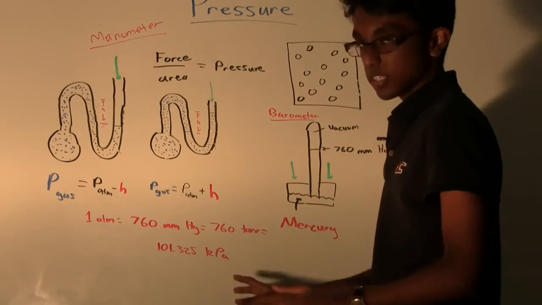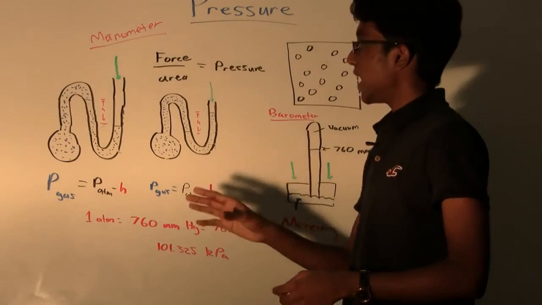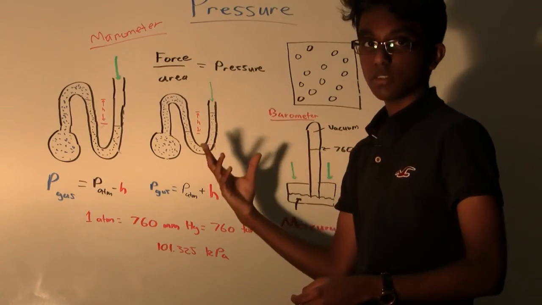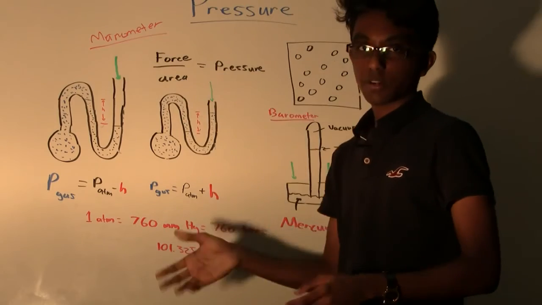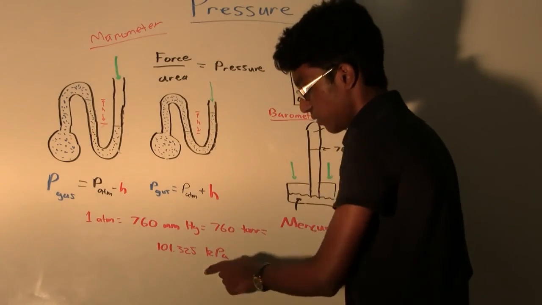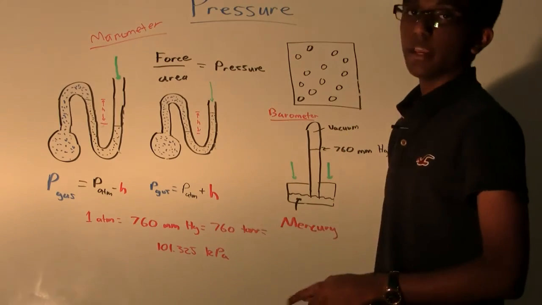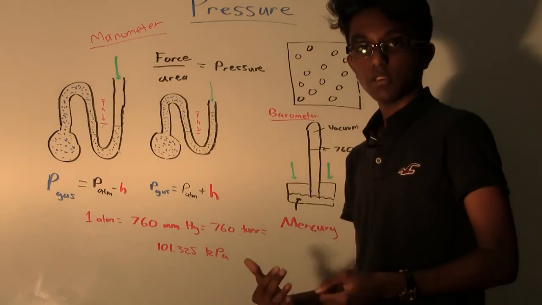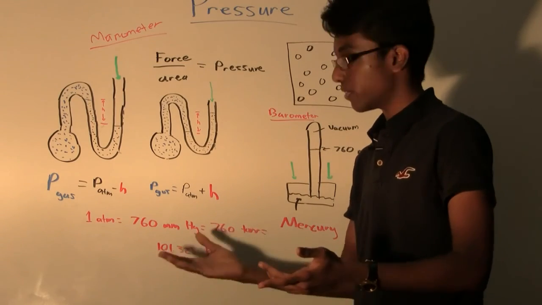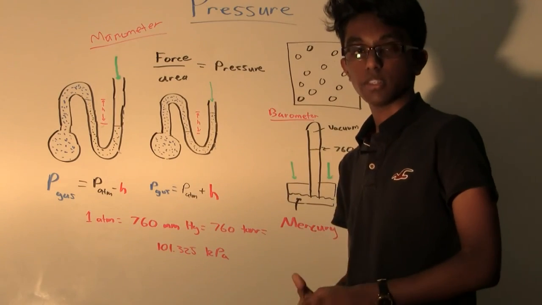Kilopascals is a physics unit. Pascal is a Newton over meter squared, because force is measured in newtons and area is measured in meters squared. You don't have to worry about that, but that's where it comes from. 101.325 kilopascals. And I'm going to go ahead and do a few conversions using dimensional analysis so you can see how you can convert these units. Because being able to convert these different units of pressure is going to be important in calculations.